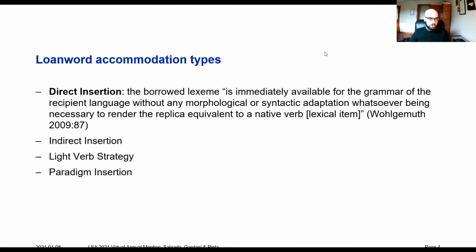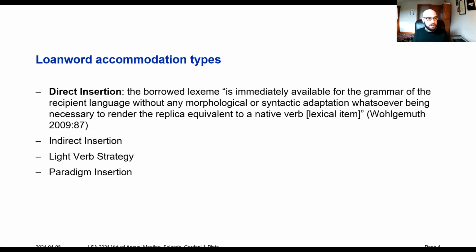So direct insertion is when the borrowed lexeme is immediately available for the grammar of the recipient language without any morphological or syntactic adaptation whatsoever being necessary to render it a native-like verb. When recipient languages overtly mark infinitives or require some kind of piece of morphology in order to use a verb in a particular context, that's actually not what we're talking about here. Any type of morphological process that applies to both native and borrowed stems is going to be a different type of process.